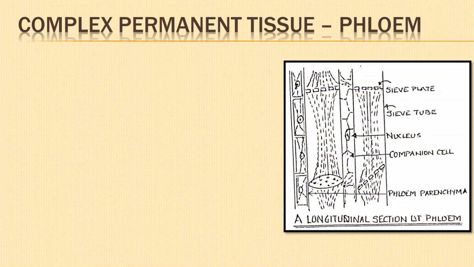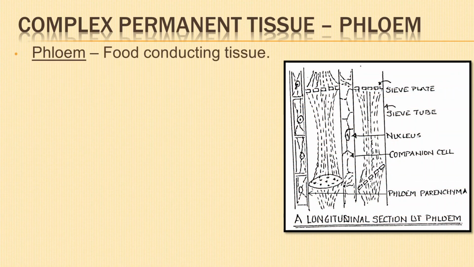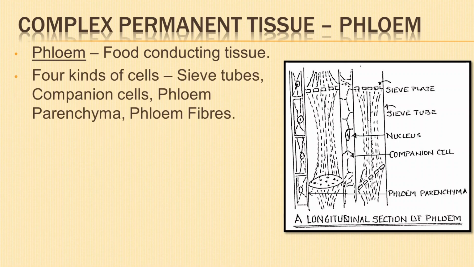Next is the phloem. It is the chief food conducting tissue of vascular plants. Phloem consists of four elements: sieve tubes, companion cells, phloem parenchyma, and phloem fibers.